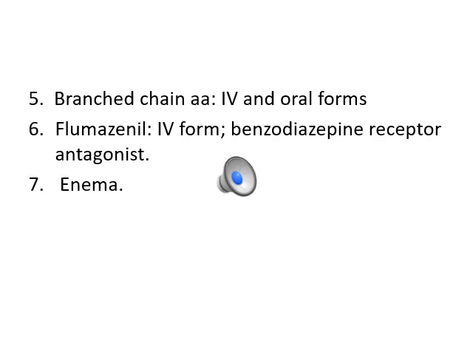Branched chain amino acids can be given in either intravenous or oral form. The oral branched chain amino acids are reported to have beneficial effects in patients with cirrhosis, especially in improving the nutritional status.